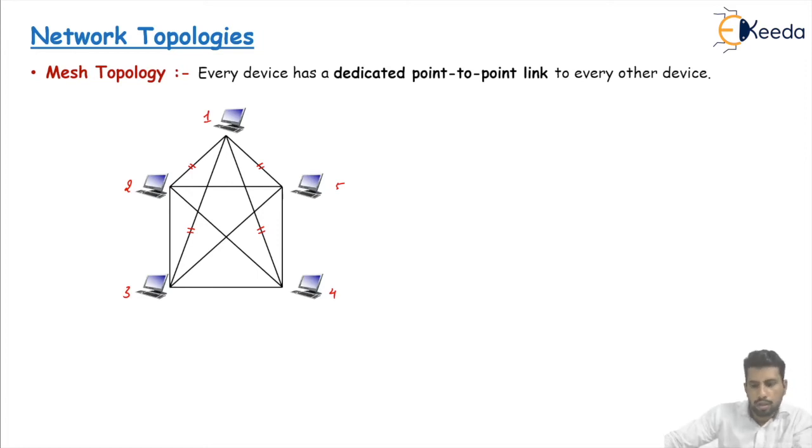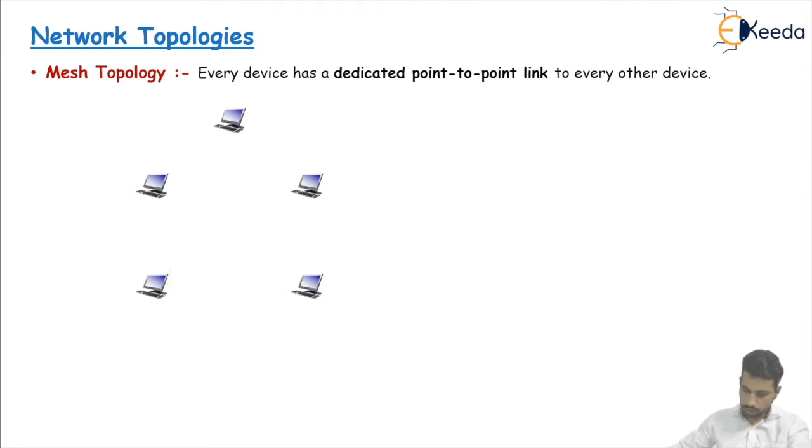Okay, so to make a mesh topology, we need more hardware. We need a larger number of links. So let's check how many links we require to make a mesh topology with n nodes. Let's say we have n nodes. This one is node number 1, this one is node number 2, node number 3, node number 4 and node number 5.